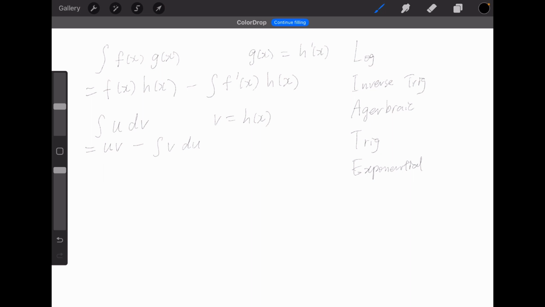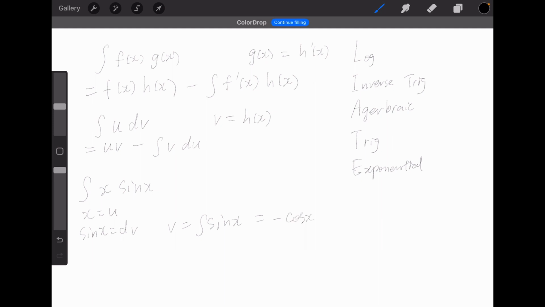Alright, so let's try an example. What if I want to evaluate the integral of x times sine of x? In this case, we know that x is an algebraic function and sine x is a trig function. Because algebraic comes before trig in our rule, I'm going to say x is u and sine x is dv. In other words, v equals the integral of sine x, which equals negative cosine x.